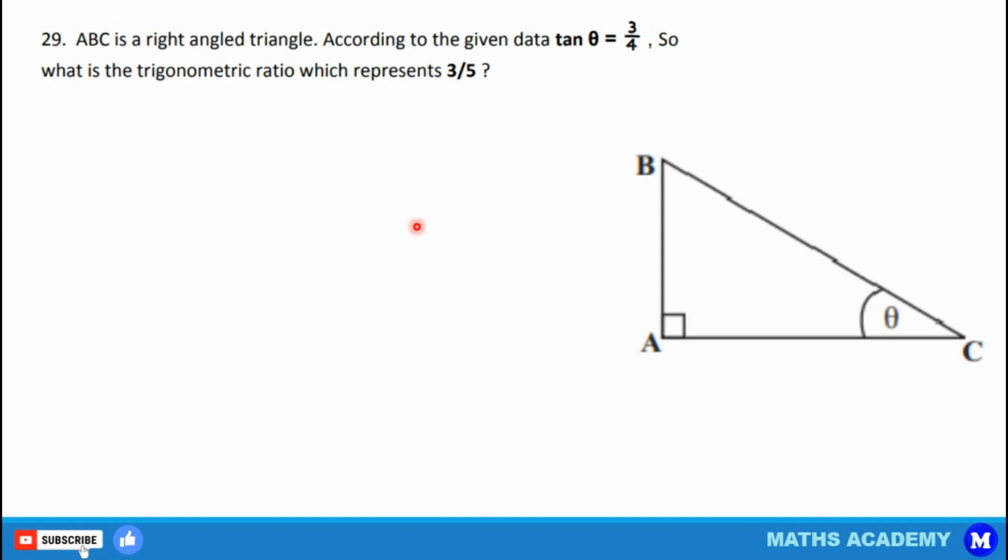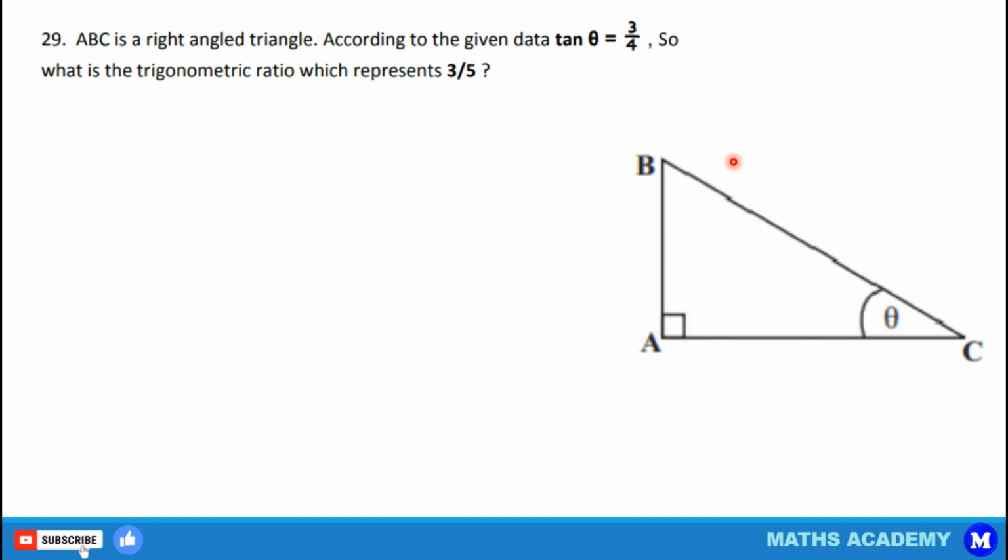Question number 29. It says ABC is a right angled triangle. According to the given data, tan theta equals 3 over 4. So what is the trigonometric ratio which represents 3 over 5? So now let's mark this tan theta 3 over 4 on this diagram. So tan theta equals opposite over adjacent. So this is the opposite side, this length will be 3 and this is the adjacent side of this angle. So AB will be 3, AC will be 4.